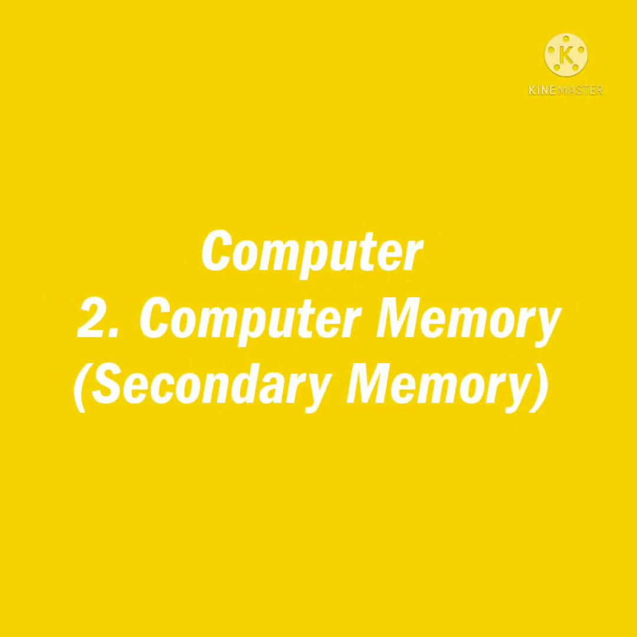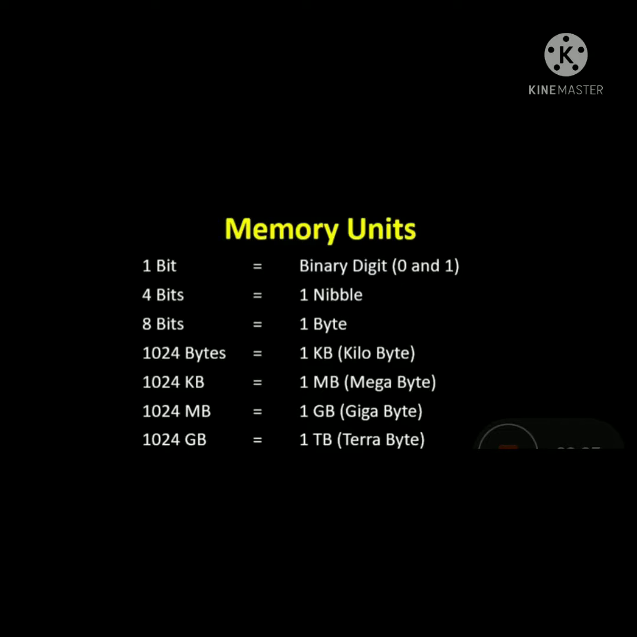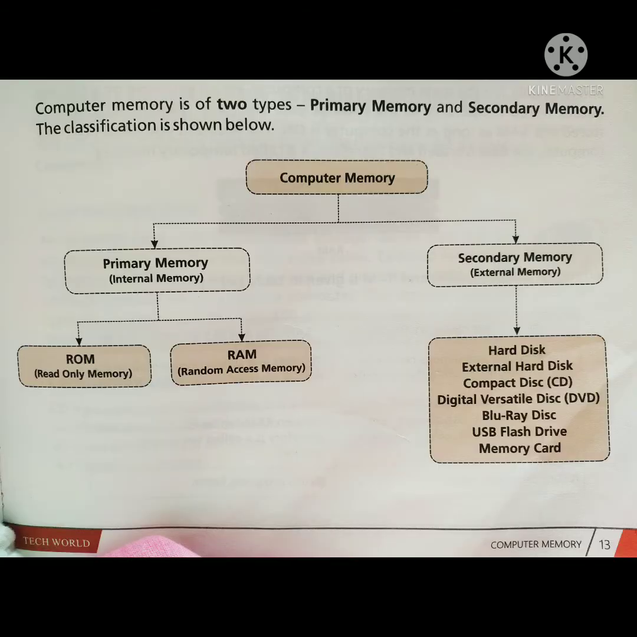Today let us see the computer memory. In that one, secondary memory. In the last class, we came to know about the memory size, bit, bytes, KB, MB, GB like this, and computer memory. Computer memory is of two types, primary and secondary. Primary is internal memory, again divided into RAM and ROM, and secondary memory is external memory. Let us study it in detail.